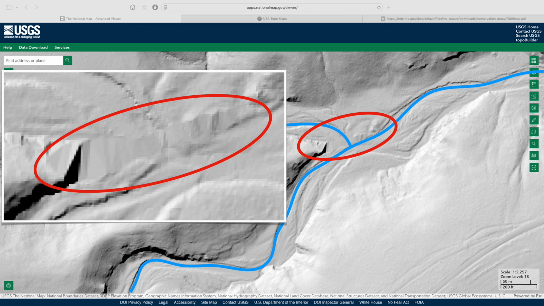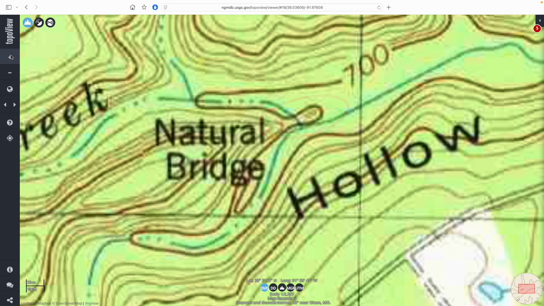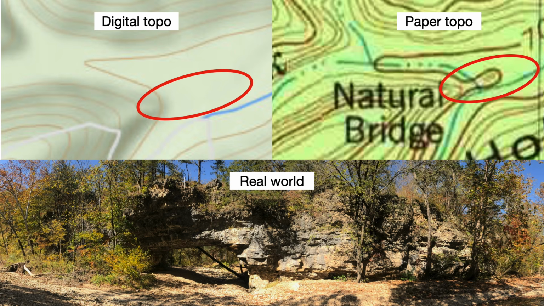Yet, if you look at an old-school paper topographic map, the bedrock spur hosting the bridge stands out. So why does this lovely karst feature exist in the real and paper worlds, but not the digital one? And what does the answer tell us about the limitations of digital mapping resources? That's what we're exploring today, here on Ozark Outsider.